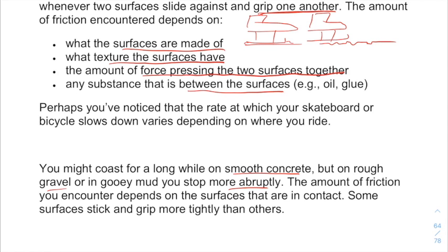The amount of force pressing between the two surfaces together is also important. So if you have a large hockey player on your ice, this is my hockey player. I've obviously drawn lots of hockey players in my time, not really. They have big pants, and they've got their skates. I don't know why I went with that kind of drawing.